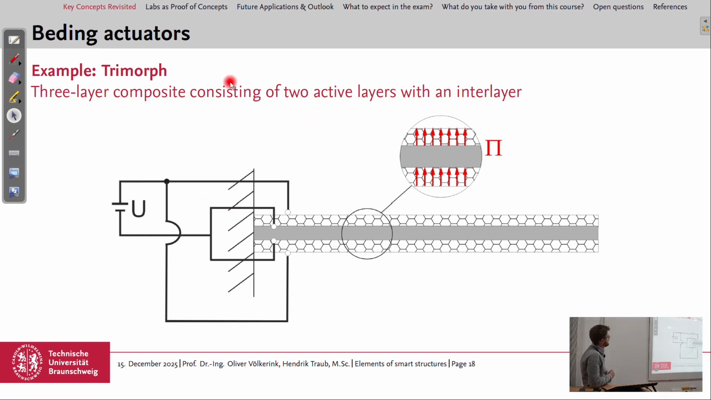One deeper look again at the trimorph, which is a 3-layered composite consisting of 2 active layers with an interlayer, so a carrier structure. The polarization is oriented in the same direction, but the field is in the other direction, or reversed, for both layers. So we have an antiphase actuation, and for this we can bend this upwards and downwards if one layer expands and the other contracts.